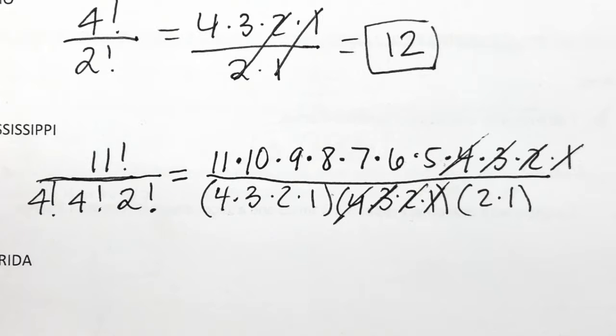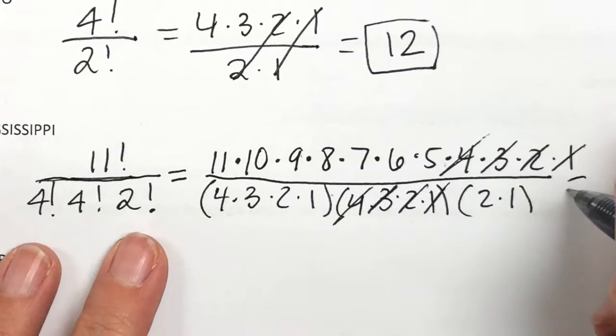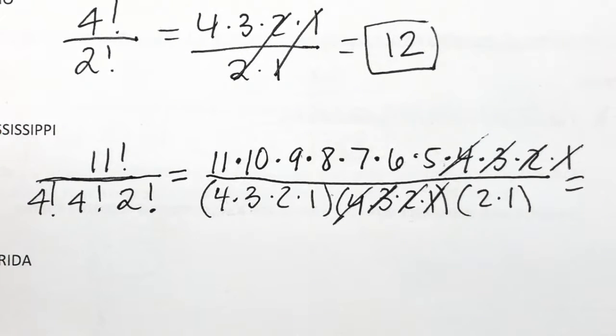Calculate the top first. So 11 times 10 times 9 times 8 times 7 times 6 times 5. Then hit enter. And then the divide button. And then do 4 times 3 times 2 times 2. Does anybody want to share their answer? Somebody else besides Guy. Cyrus, go ahead.